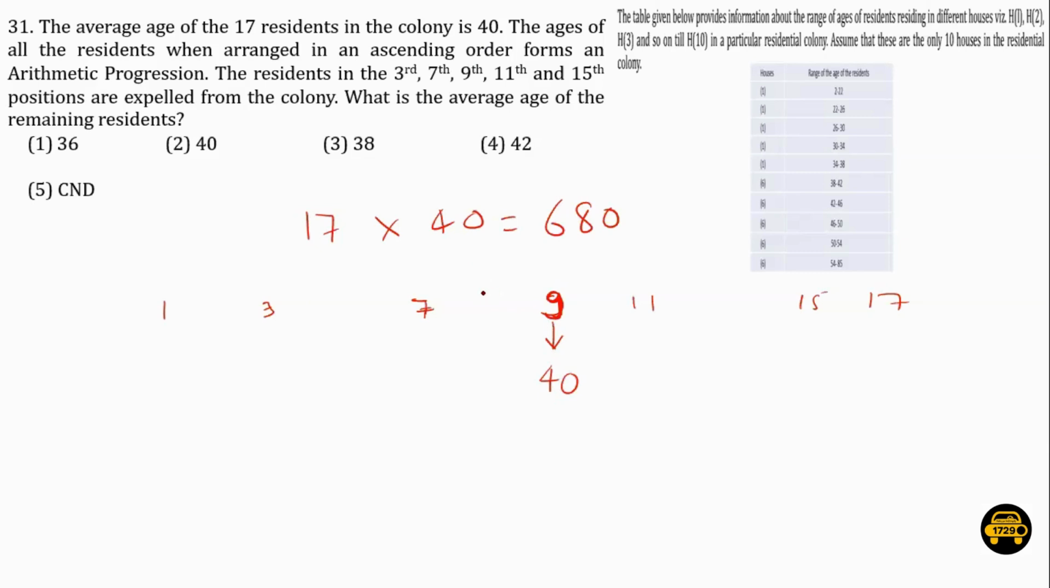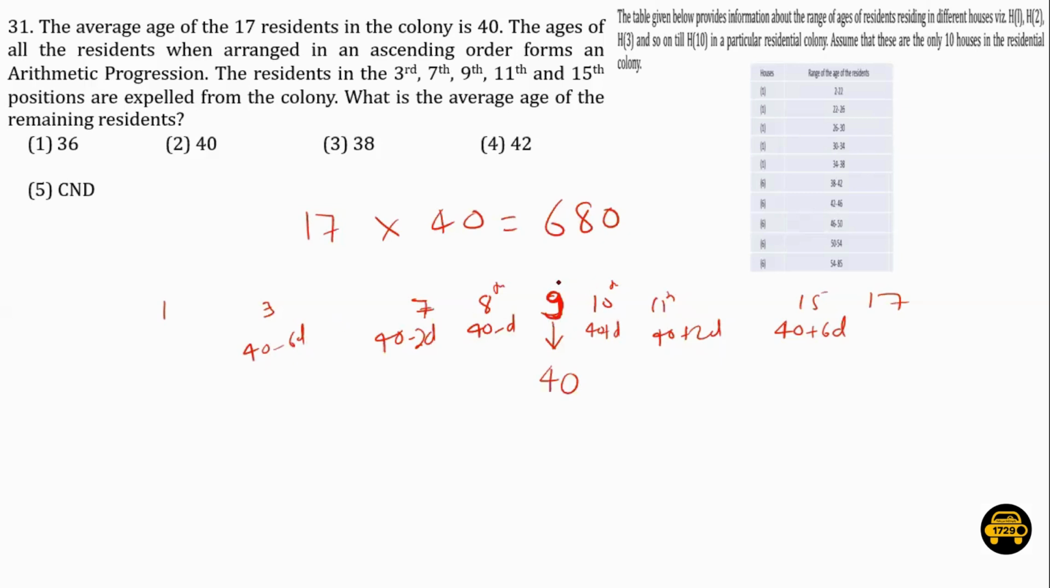All right. So of course the 10th person's age will be 40 plus D, and the 8th person's age will be 40 minus D, if D is the common difference. So for the 11th person, the age will be 40 plus 2D, and for the 7th it will be 40 minus 2D. Similarly, the 15th will be 40 plus 6D, and the 3rd will be 40 minus 6D.